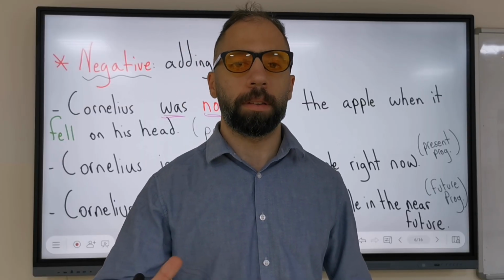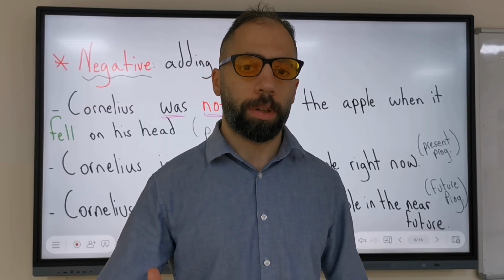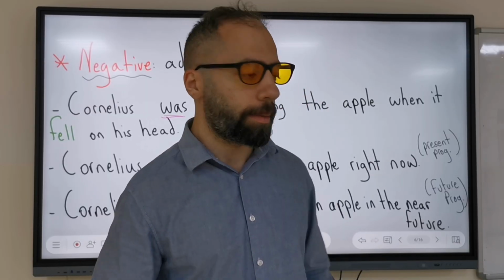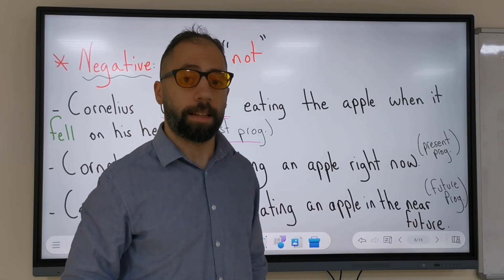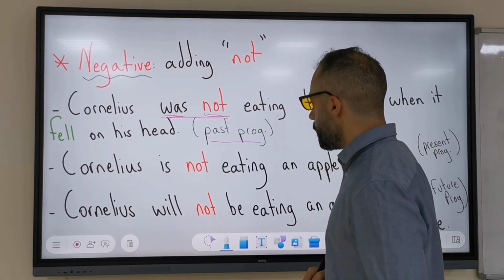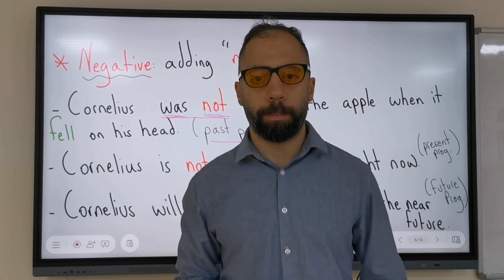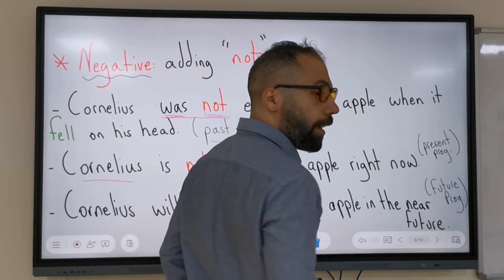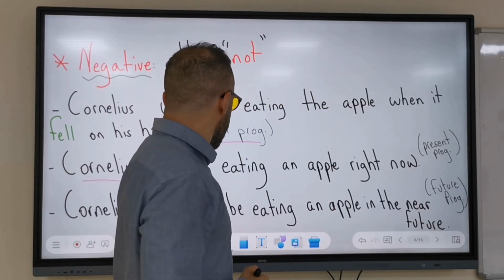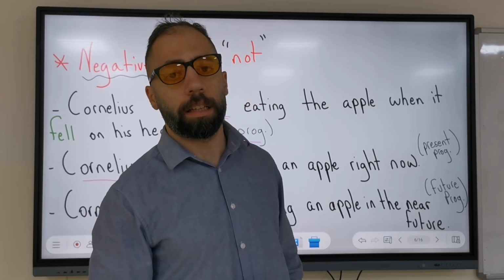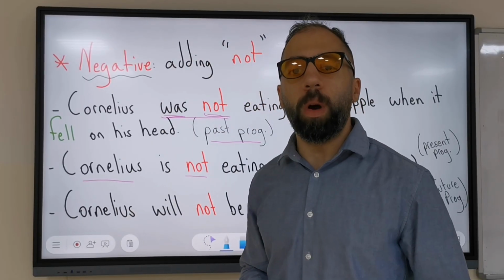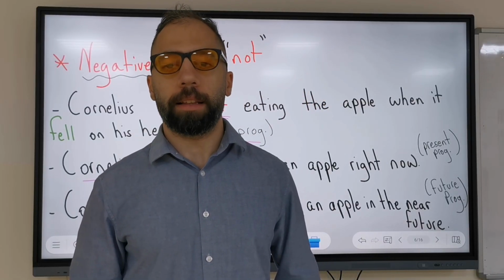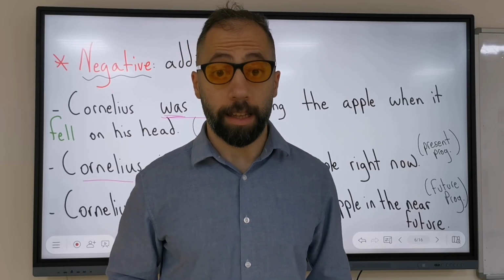Now guys, I explained all this in my video for the past progressive, so you can go ahead and watch that. But for now, let's focus on the negative. Cornelius was not eating the apple when it fell. Now let's look at a sentence in the present progressive. Cornelius is not eating the apple right now. This is the present progressive. And finally, we can look at a sentence in the future progressive. Cornelius will not be eating an apple in the near future. So that's it for adding the word not in the negative. Okay, guys?